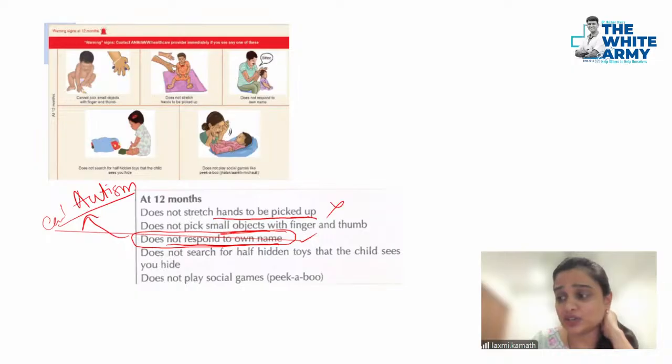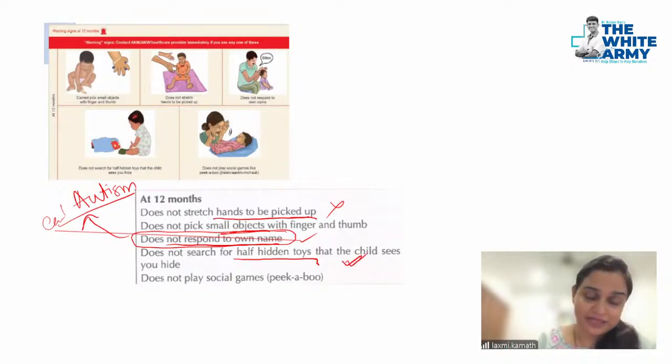And the child is not interested in cooperative play. See, if you hide a toy in front of the child, generally he gets excited and goes and searches that place to look for the toy. If this behavior is absent in the child, that means child has some problem with social communication. So this is also another red flag sign that should be picked up.